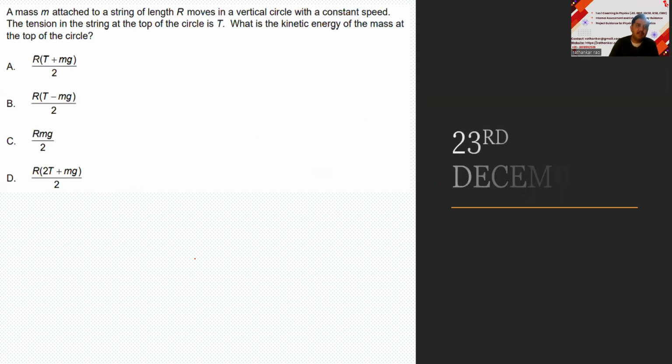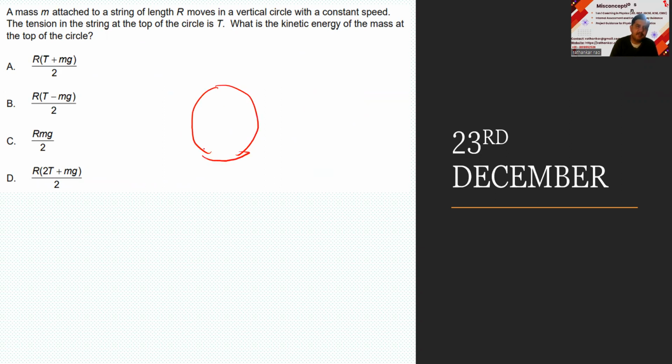Right. A mass M is attached to a string of length R. Now, it's a circular motion problem. A mass is attached to a string with radius R, and it moves in a vertical circle with a constant speed. The tension in the string at the top of the circle is T. So how is the tension acting? See, this is the mass M here. It should be pulled, it should not be pushed. It's pulled like this. This is the tension T here.